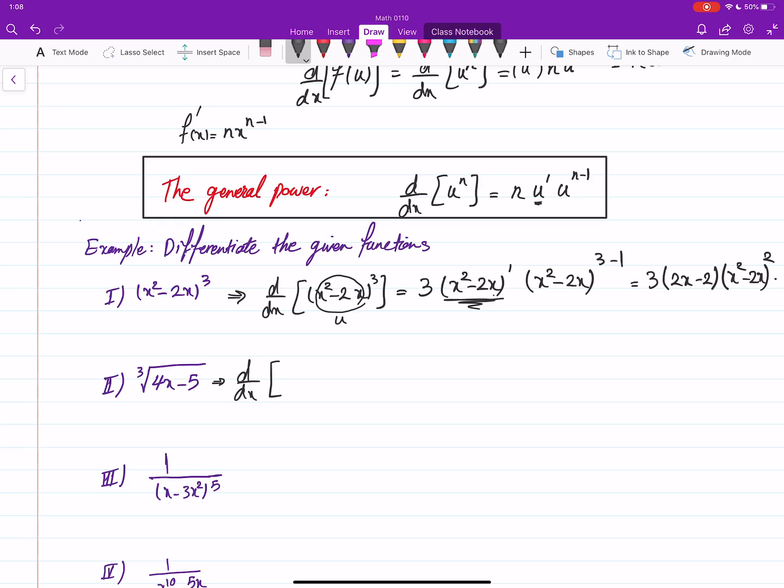Okay, for this other one, the derivative of the third root of 4x minus 5 is the same thing as 4x minus 5 to the power 1/3, yes? And that gives us what? n comes up front, this is n, times the derivative of the function 4x minus 5 times 4x minus 5 to the power 1 less. The derivative of 4x minus 5 is 4x minus 0, sorry, it's 4 minus 0, which gives me 4 over 3, 4x minus 5 to the power negative 2 over 3.